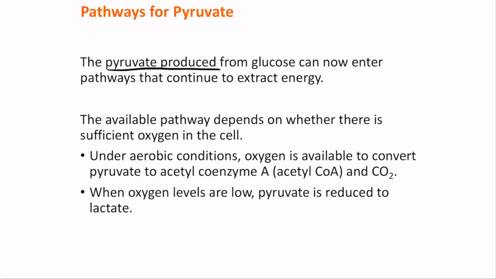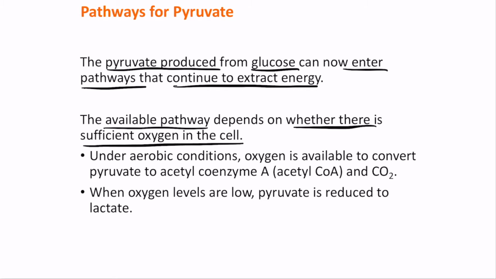So the pyruvate produced from glucose can now enter into the pathways that continue to extract energy. Now the available pathway depends on whether there is sufficient oxygen in the cell. There are 2 types of conditions that we are thinking about. One is aerobic conditions, the other is anaerobic conditions. Aerobic is where there is enough oxygen, and anaerobic is where there is no oxygen present or not enough oxygen present.